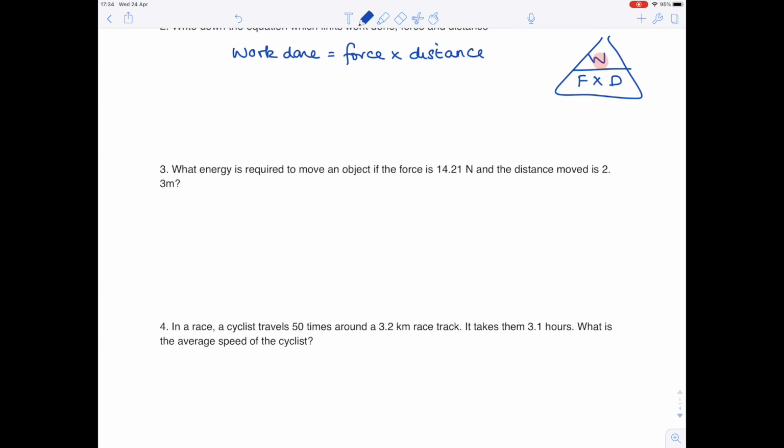3. What energy is required to move an object if the force is 14.21 newtons and a distance moved is 2.3 meters? Sorry, that formatting is horrible. So let's highlight what we have. We have energy, we have force, and we have distance. I know this looks crazy, but I find this really helpful.